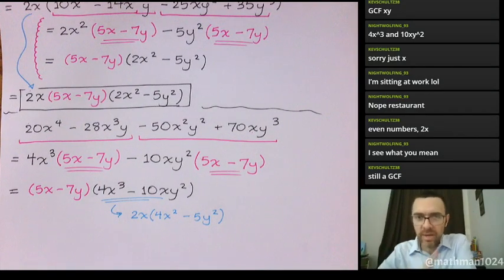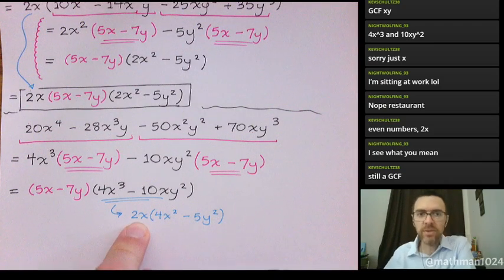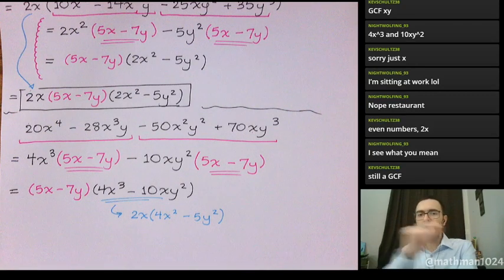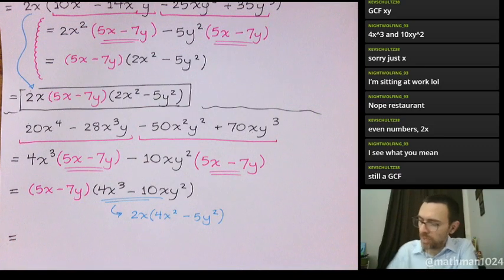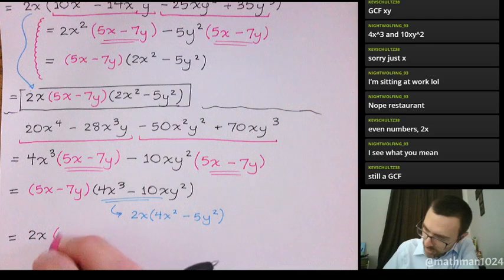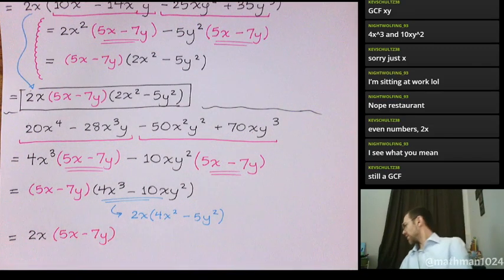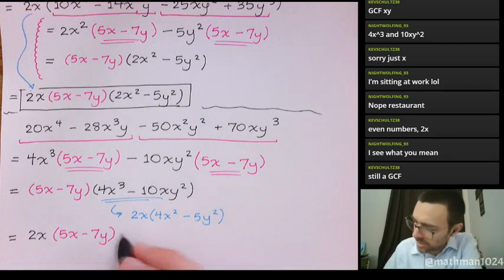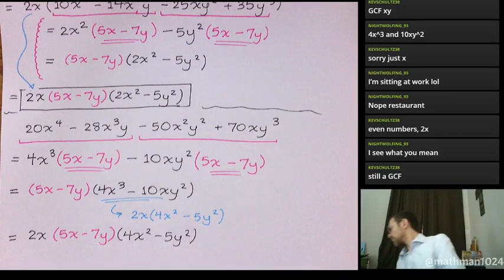The one caveat to that is that if you have a factor that is a monomial, a factor that's just a single term like 2x, that needs to be written in front of your problem. So you should say 2x is in front, then bring down the 5x minus 7y and 4x squared minus 5y squared.